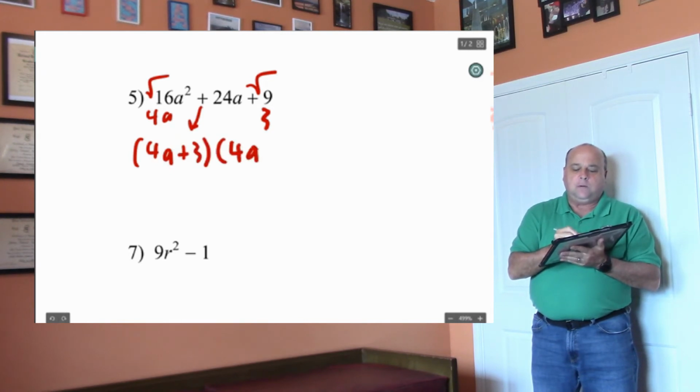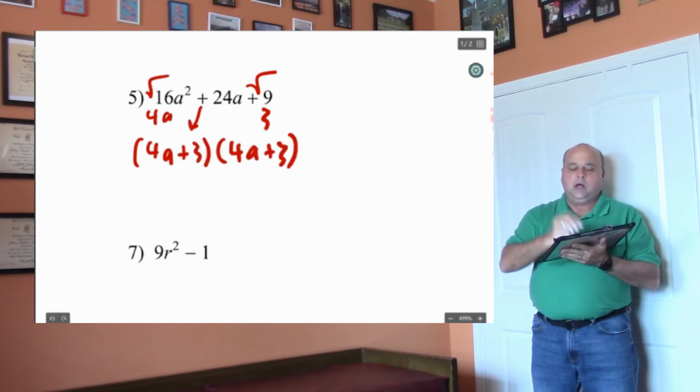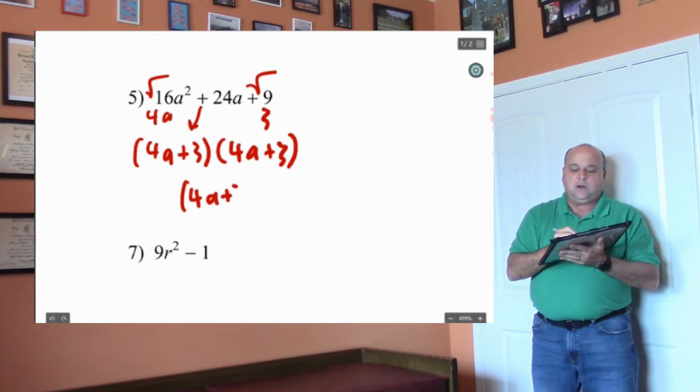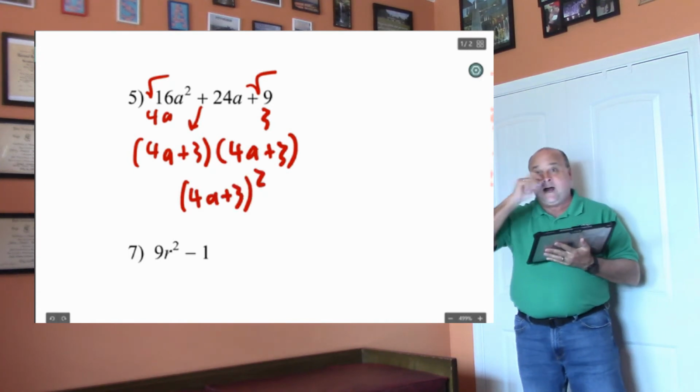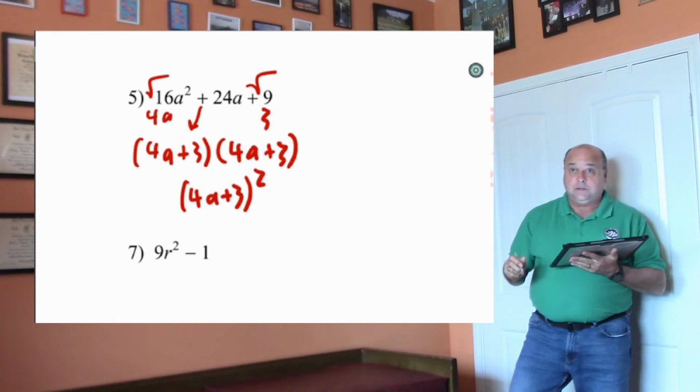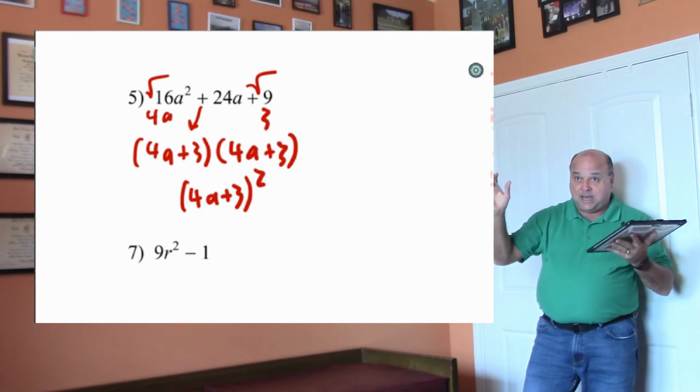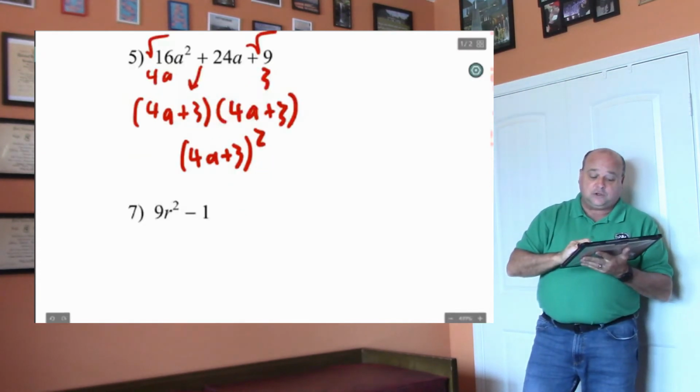And then 4a plus 3. Remember also, you could write this as 4a plus 3 to the second power. That could be an answer choice. Piece of cake. It's a lot simpler than what we did yesterday.